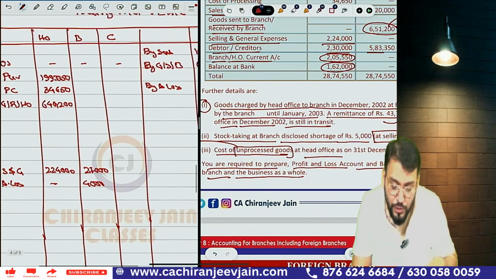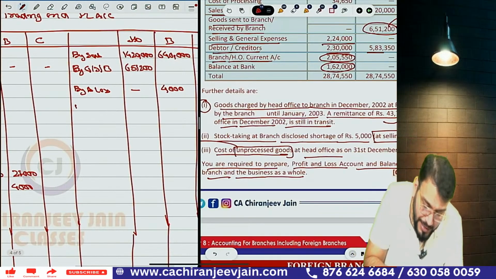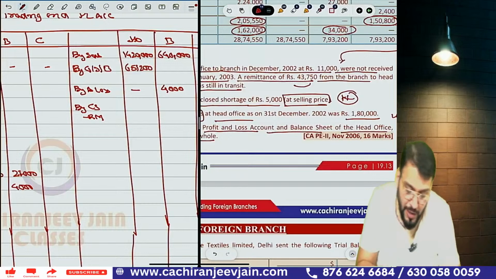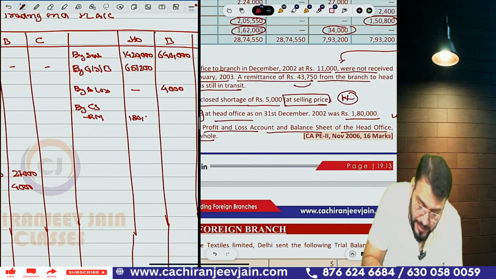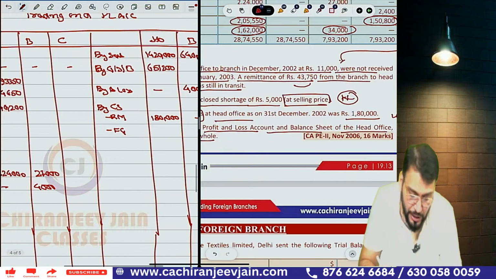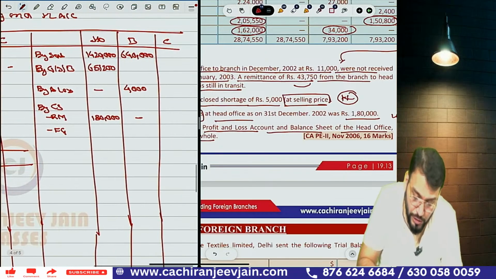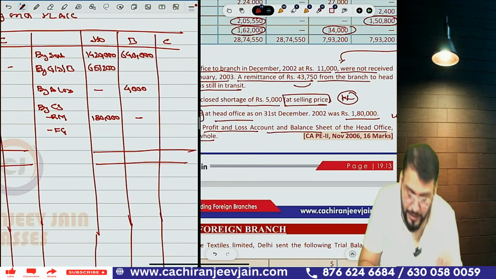Then they have given closing stock of raw material. So we have written by closing stock of raw material, and raw material they have given how much? Closing stock is 1,80,000. Correct, but they have not given the closing stock of finished goods. That we need to find out. Are you able to understand? The closing stock of finished goods, that we need to find out.